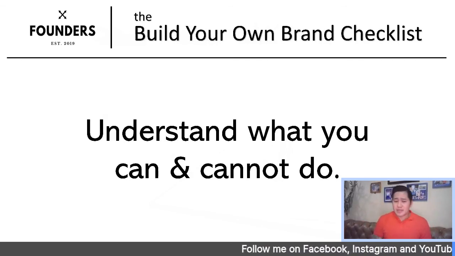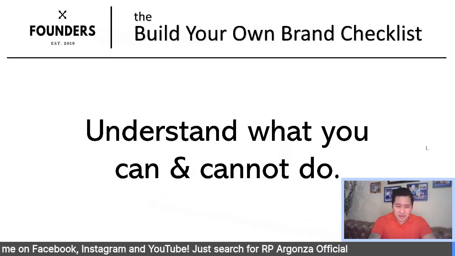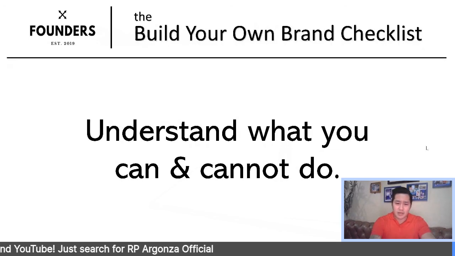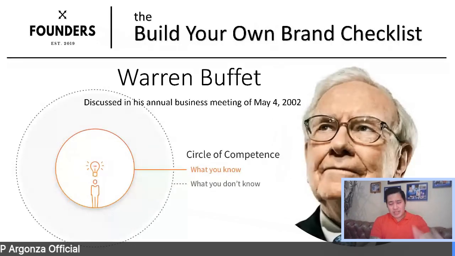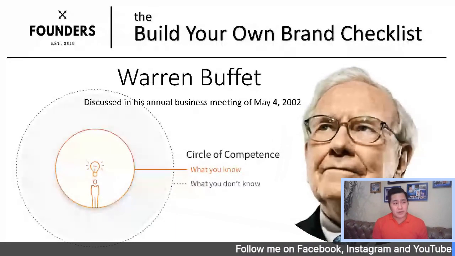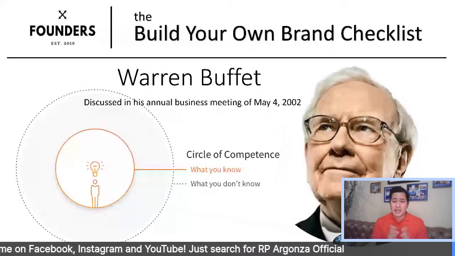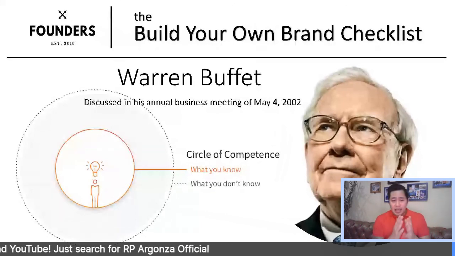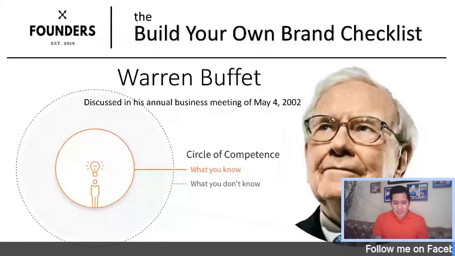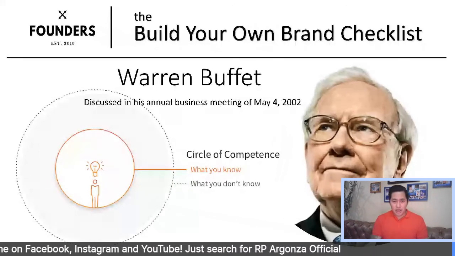Let me just touch on that a little bit. One of my favorite quotes, or sorry, it's not a quote really. One of the things na tuwa ko when I learned way back when was this seminar or this thing from Warren Buffett. So Warren Buffett, in case you are not aware who he is, he's one of the richest people in the world. Okay, he's actually a mentor to Bill Gates. Now, in his annual business meeting of May 4, 2002, he discussed the circle of competence. He discussed his circle of competence.